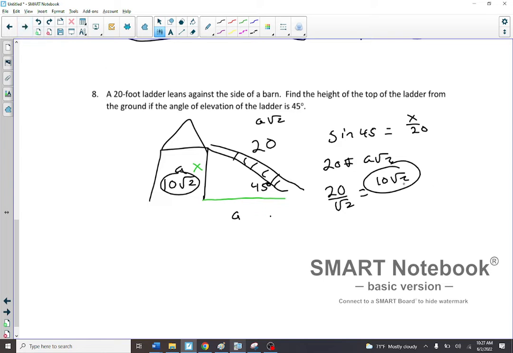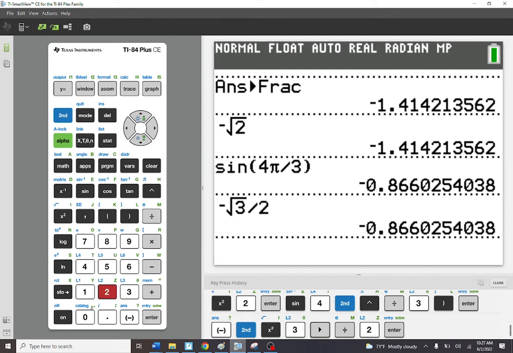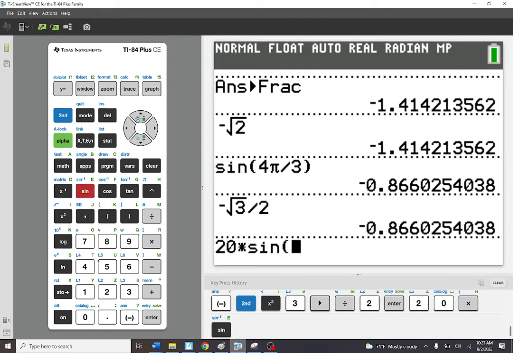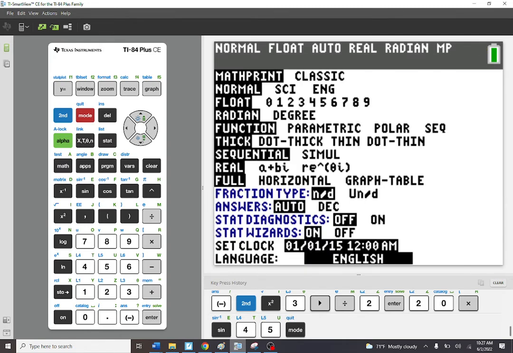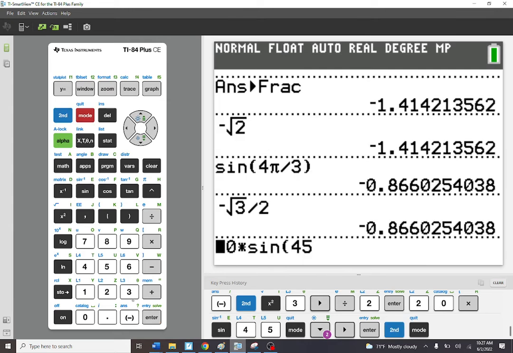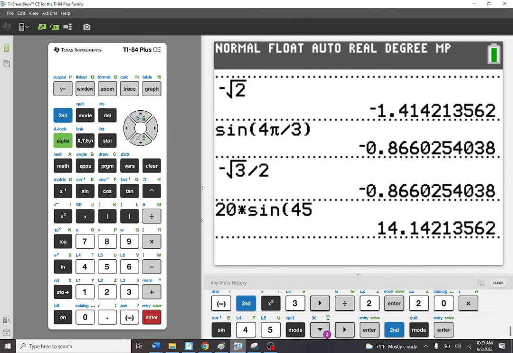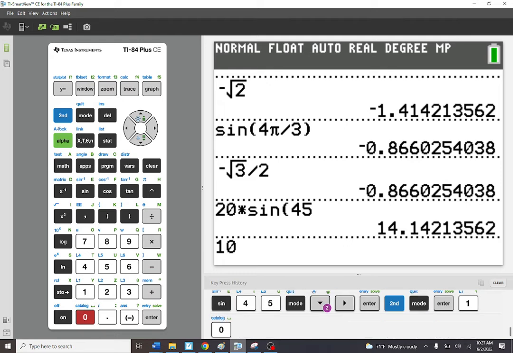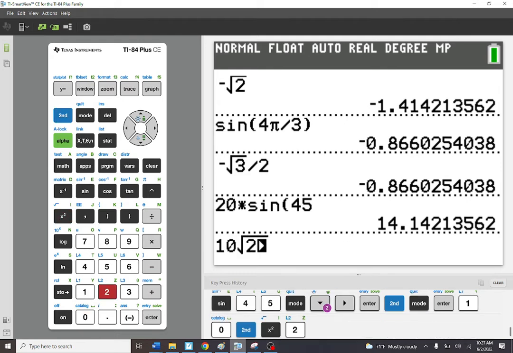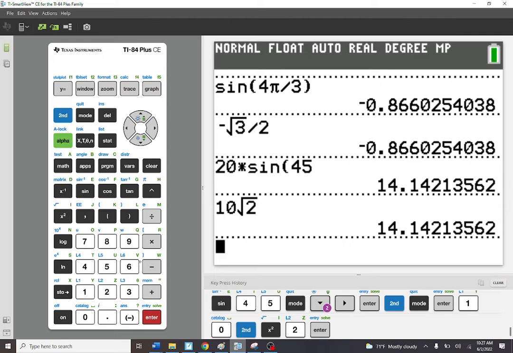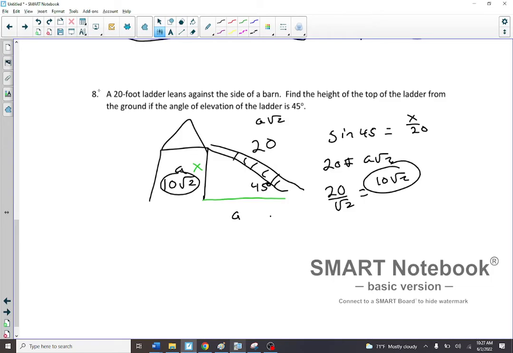But you can always plug it in the calculator and then confirm it. So for example, I could do 20 times sine 45. Keep in mind, this is in radians right now, so I should turn it into degrees first. So that's some number. But if I do 10 times root 2, hey, that's a matching number, so it looks like it worked out.